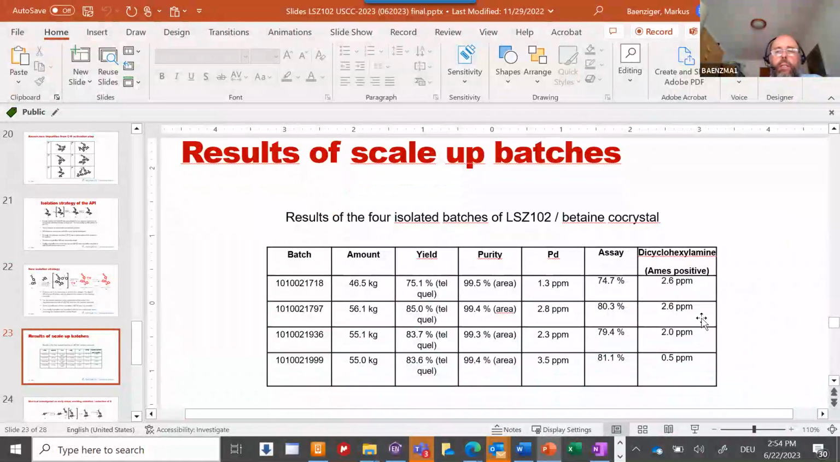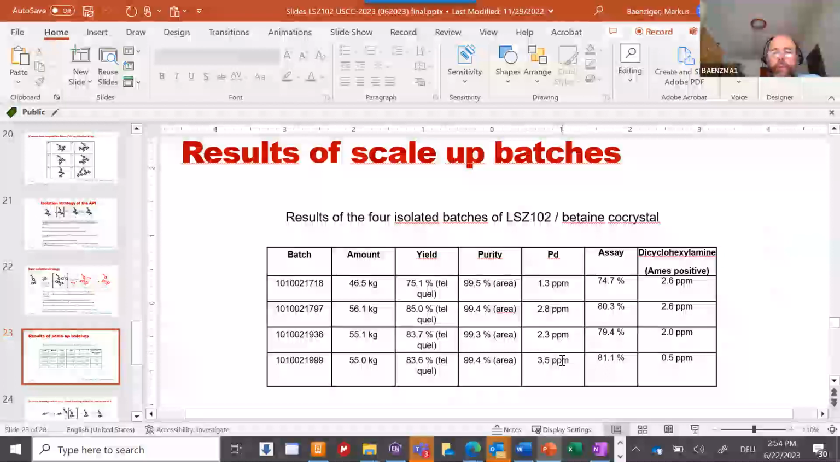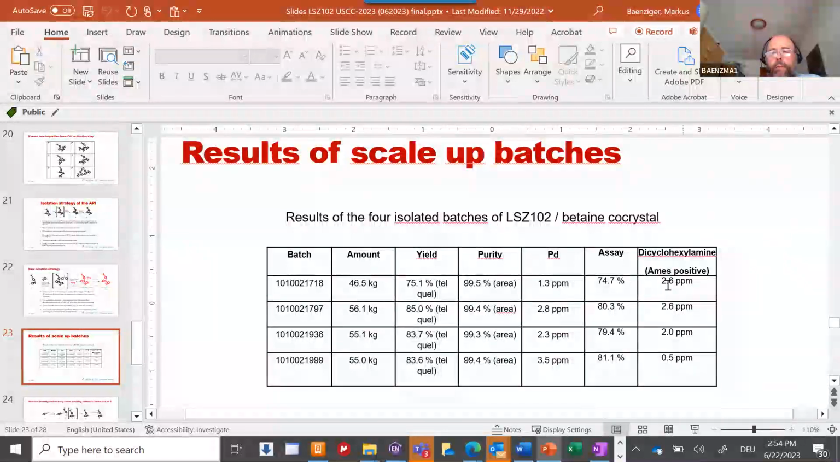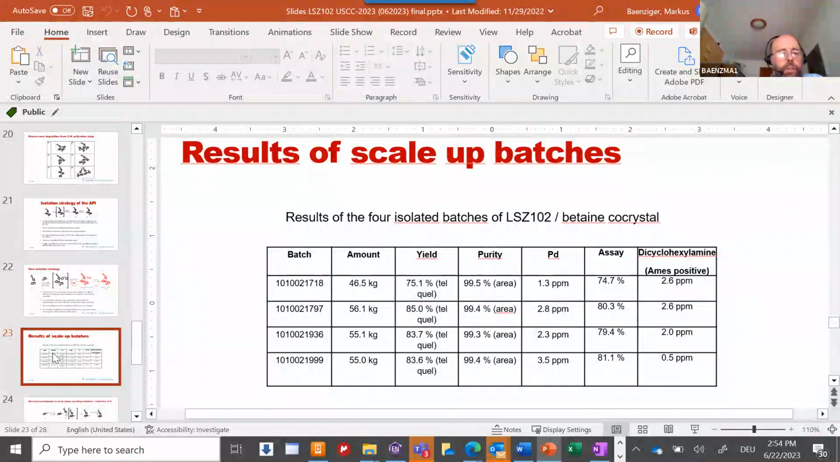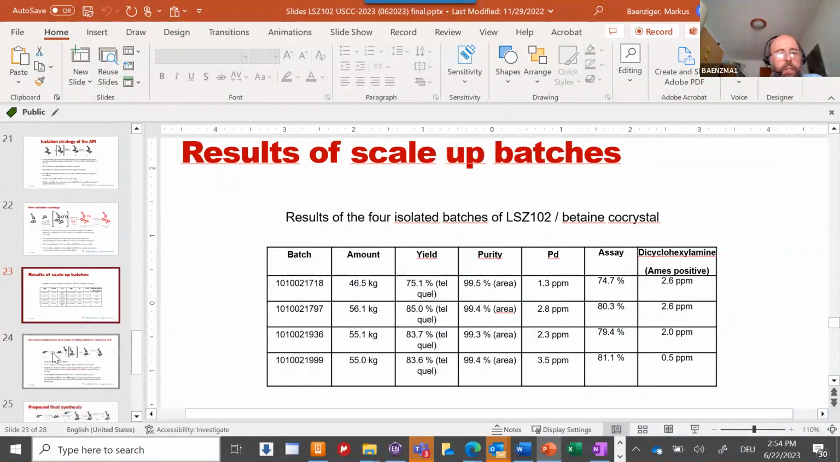So these were the results of the several batches we had. We had them on around 50 kilo scale. Palladium was well under control, below 5 ppm. The purity was above 99%. And the dicyclohexylamine, which is Ames positive and a genotox that has to be controlled, was also below 5 ppm, which was in accordance with the ICH guideline.